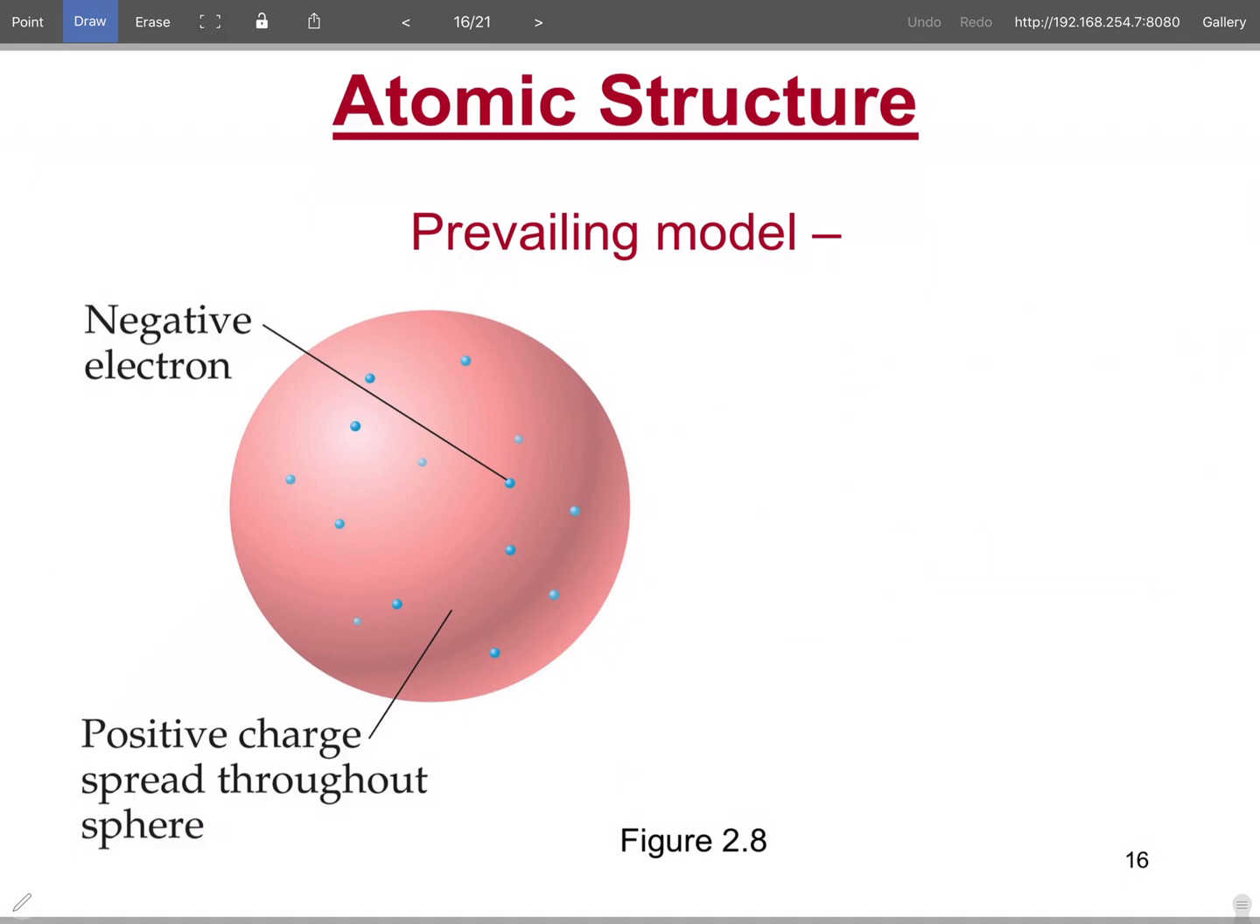Now, at this point in time, again, frame of reference, the prevailing model was what was called the plum pudding model, and it was proposed by J.J. Thomson. There's no P in Thomson here. All right, now we're not English. Plum pudding is a traditional English Christmas dessert. You know, you stick in your thumb, pull out a plum.